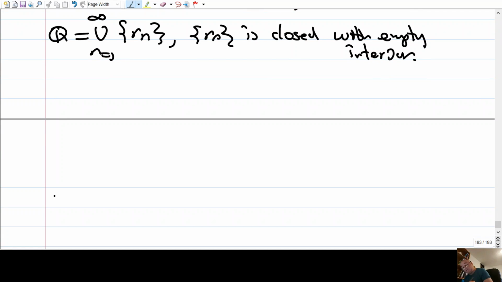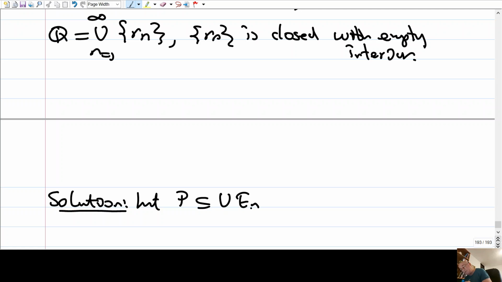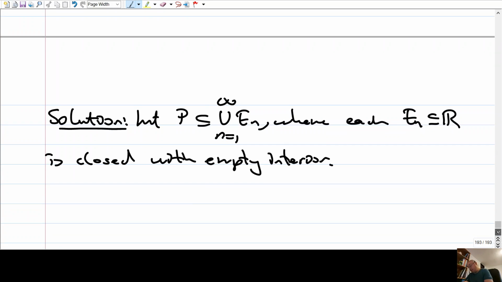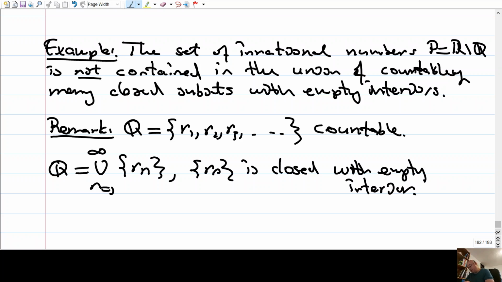Well, so, solution. Let P be the set of irrationals, and suppose it is contained inside this union, where each En is a subset of the real numbers. Each En is closed with empty interior. But then you see, Q is already contained in this union.